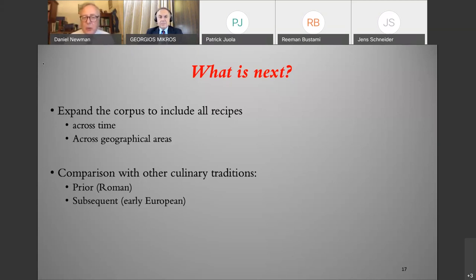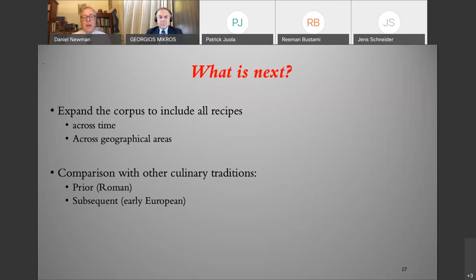Incidentally, I didn't have time to talk about this, but there are very, very clear differences between the Western and Eastern Arab cuisine, which have yet to be fully explored. And it is exactly this type of research that will allow us to do that.